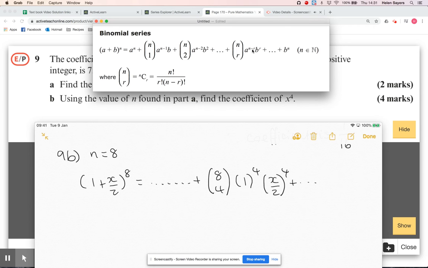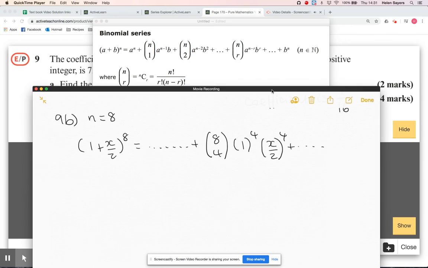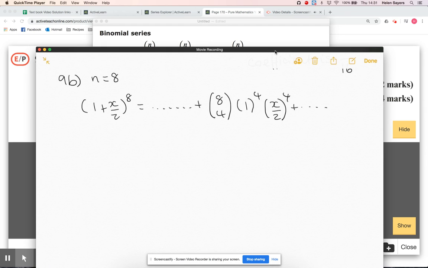Okay, so that's just quicker than, as all they want is the coefficient of x to the 4, that's obviously just quicker than having to go through the x cubed term, the x squared term. Okay, so then we just got to simplify that. So 8 choose 4 is giving me 70. 1 to the power of 4 obviously is just 1.